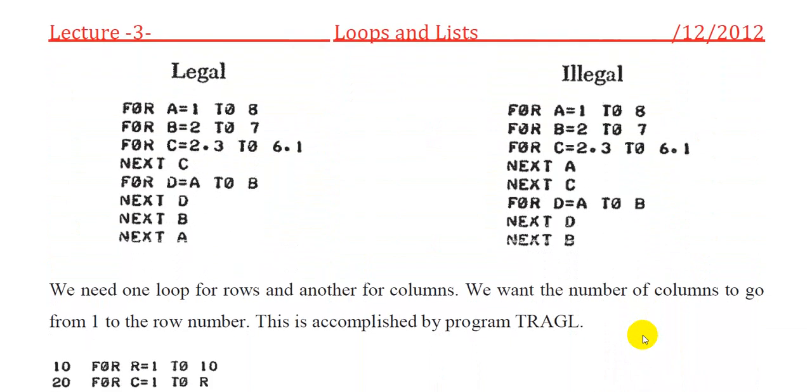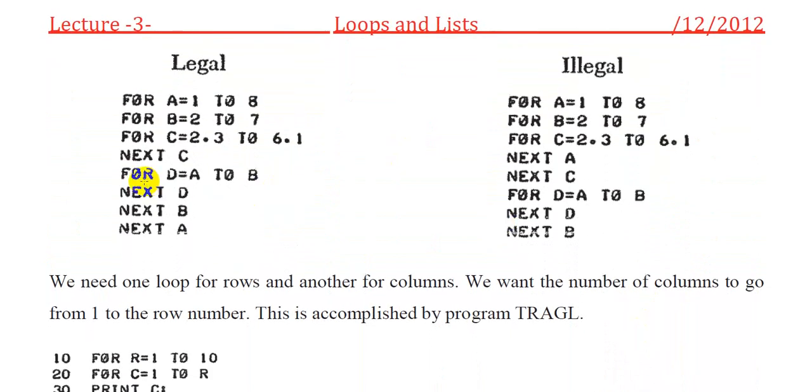This is the legal implementation, as you can see from right here. For A equal to 1 to 8. For B equal to 7. For C equal to 0.3 to 6.1. Next C, recurrent, and repeat, and here you can keep spinning through a loop to the range of the finalized result you're actually aiming for. For D equal to A to B, next D, next B, and next A. This is legal here.